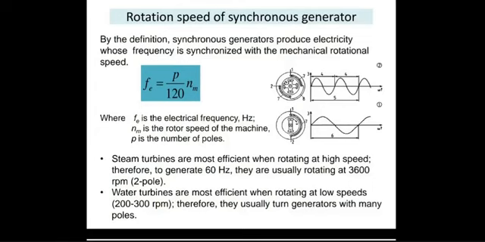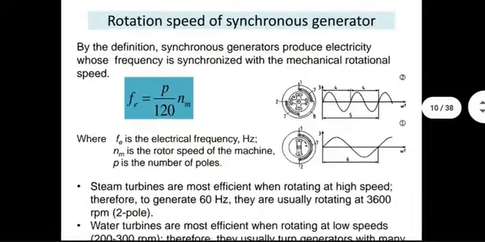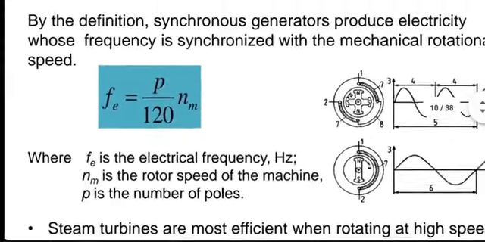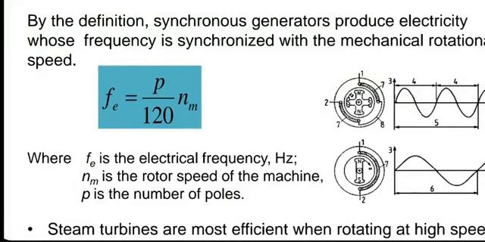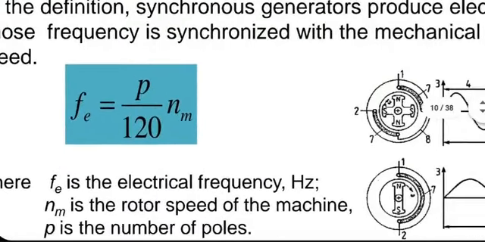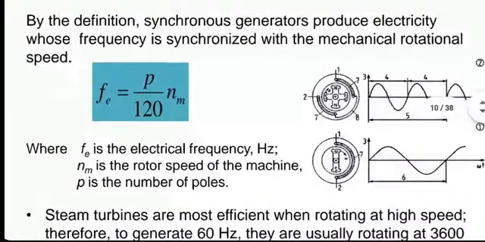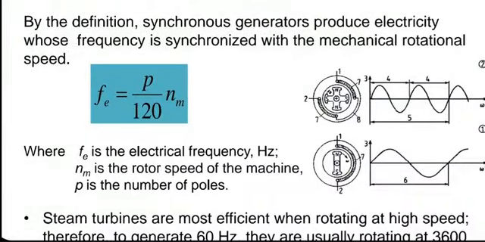Of course, this theory is simple enough. Rotation, essentially mechanical rotation, produces the required frequency. The equation is f equal to NP by 120. Here the symbols are slightly different, but basically the equation is what I have already mentioned in my notes.